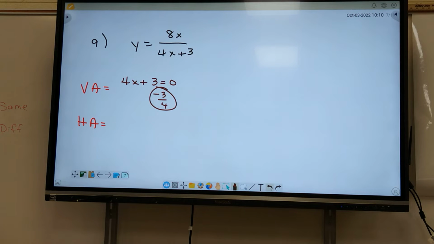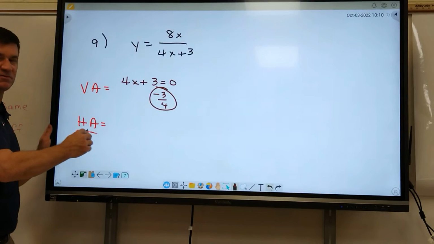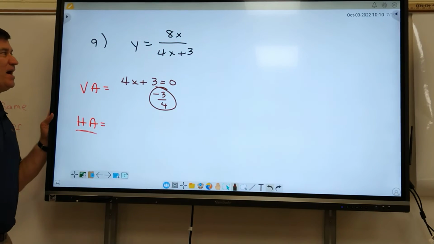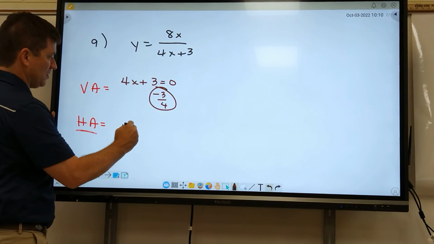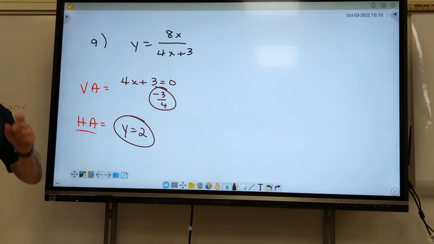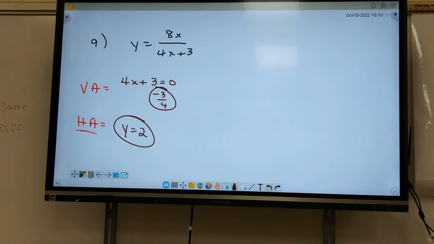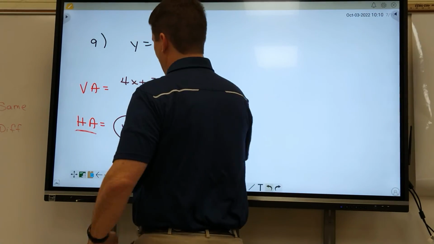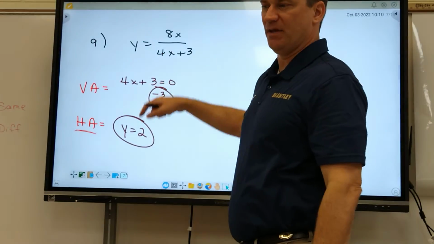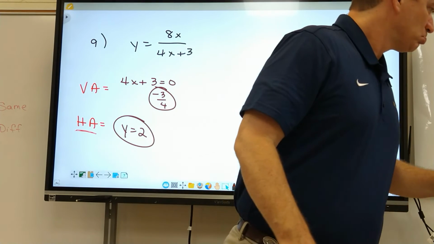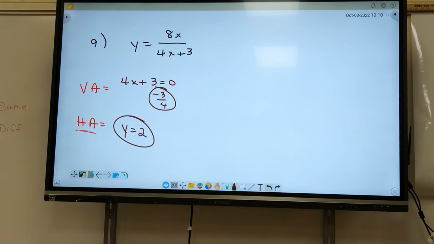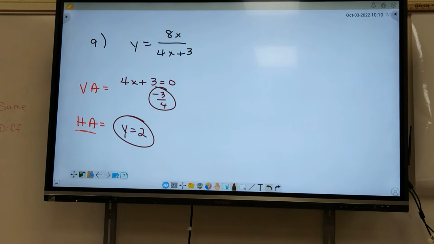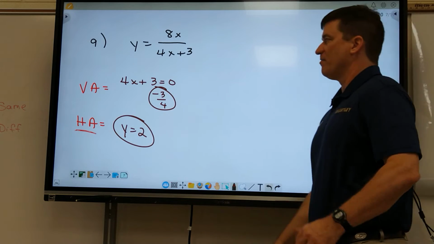All right. Does anybody remember how to find the HA? This one's tricky. You just divide. So 8 divided by 4 is 2. You got one like that on the midterm, just one. If there's not an X on top, then you just write Y equals 0. But I think it's like this. Let me check. Yeah, it's just like this. It's got an X on top and bottom. All right, so everybody's good on 9.